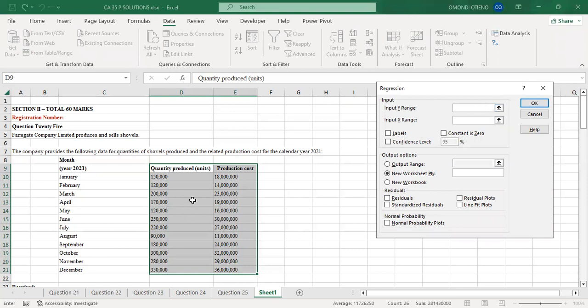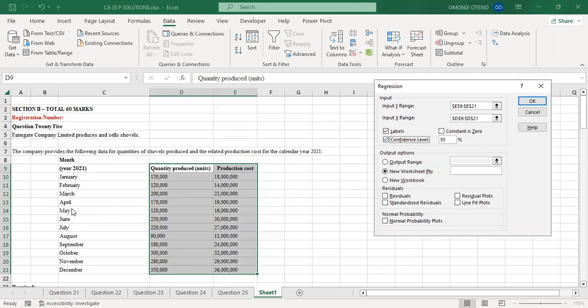Y input automatically is the total production costs. So we highlight all of that column, including the title. Then our X input range will now be the quantities produced. We also include the title. Then down there we have this box where we say that the first row is the label of our data. And then confidence level is supposed to be 95, as was given by the examiner. We were instructed that it should be 95%.